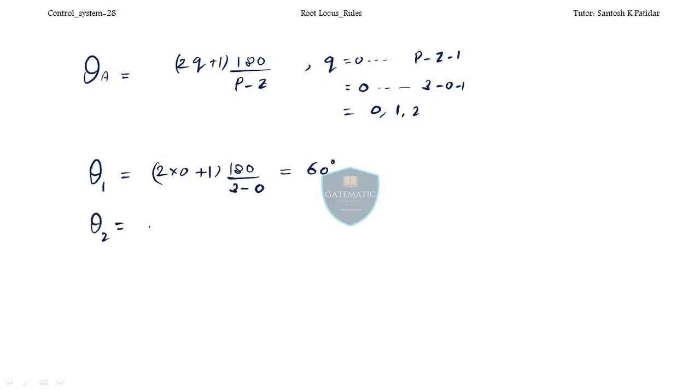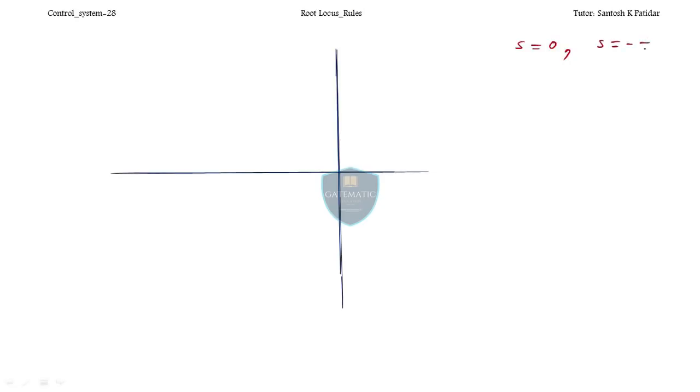Similarly, if you find theta 2, the second asymptotic angle, it will be 180 degree and theta 3 will be 300 degree. Okay friends, now this information is, I think, 70% enough to draw the root locus diagram. Here I am drawing the root locus. So the number of poles you have is 3, and A is equal to 0, and minus 1 plus j. Just the complex conjugate of this is given over here, and that is minus 1 minus j.